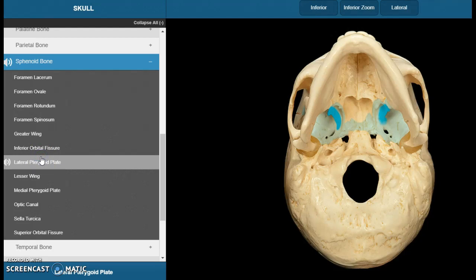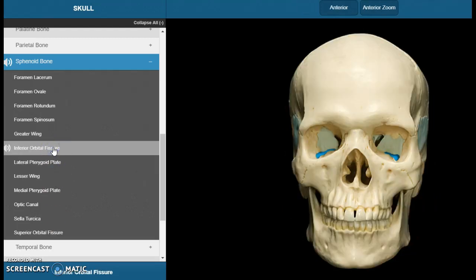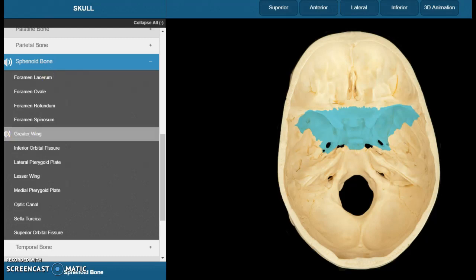So that is the sphenoid bone. I've left out a few, such as the superior orbital fissure and the inferior orbital fissure, because I feel like those go with the eye, and I made up a different story with those. So anyway, that's what I use to learn the sphenoid bone. Hopefully it helps you.